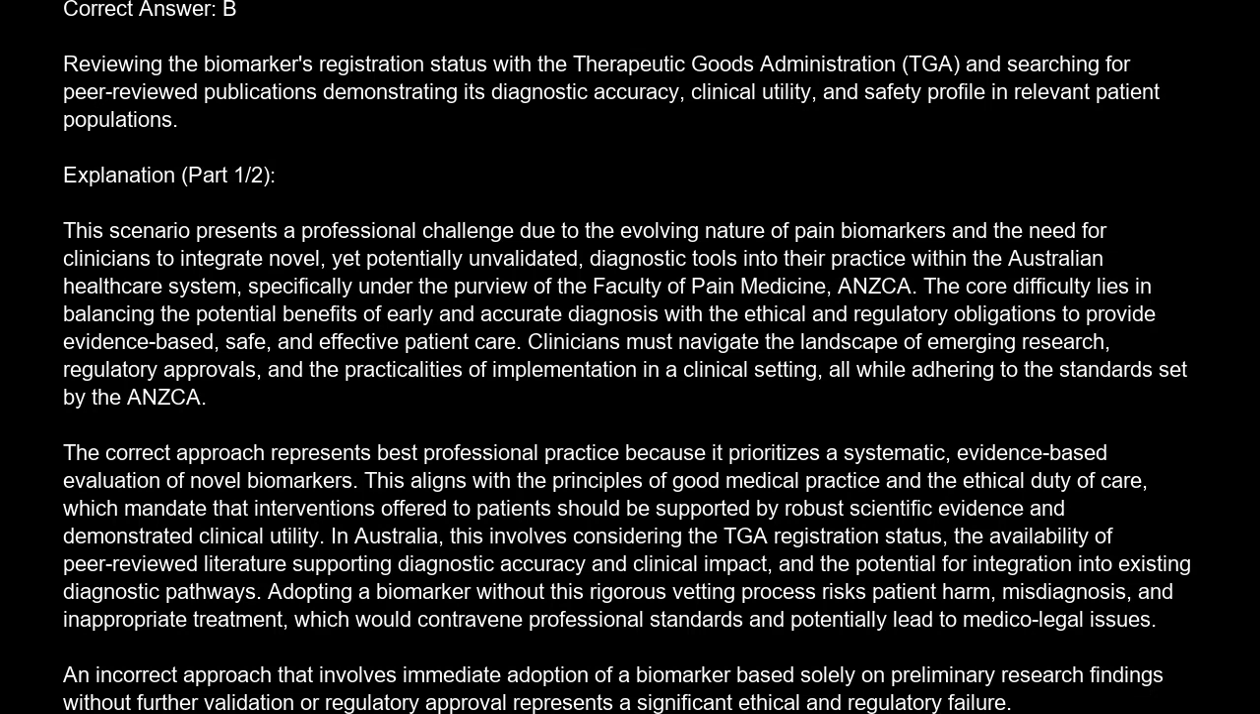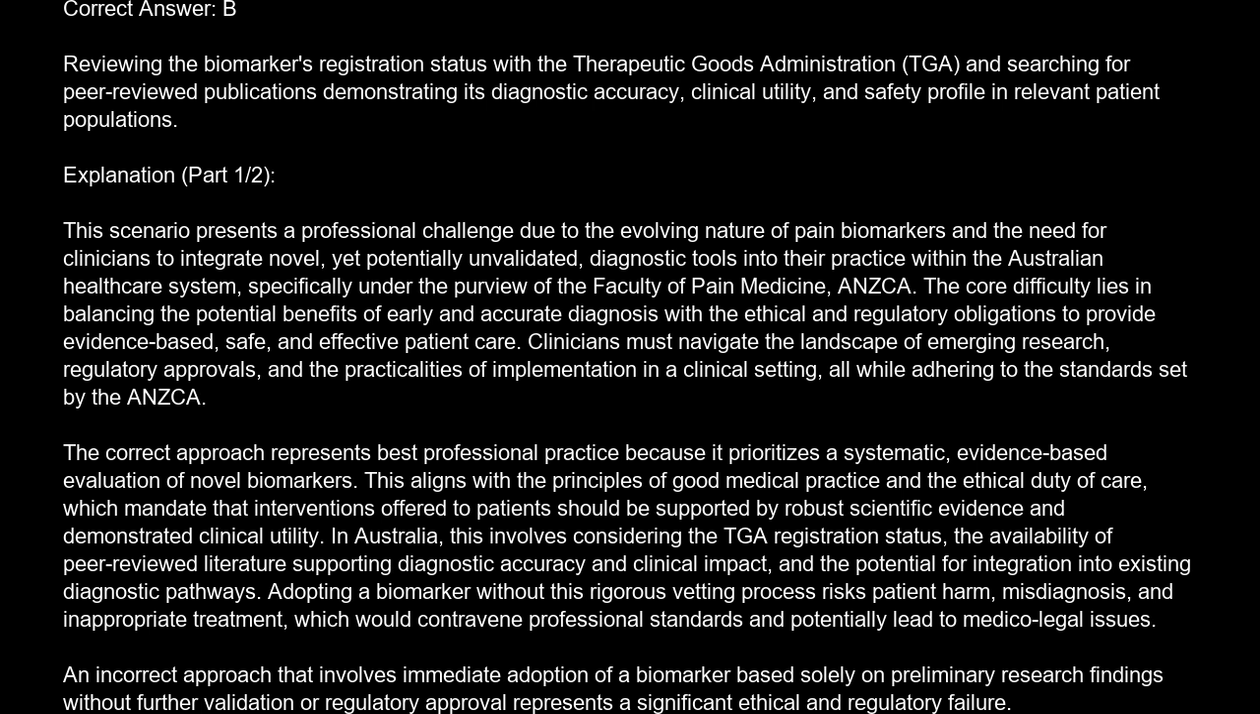The correct answer is B. Reviewing the biomarker's registration status with the Therapeutic Goods Administration, TGA, and searching for peer-reviewed publications demonstrating its diagnostic accuracy, clinical utility, and safety profile in relevant patient populations.